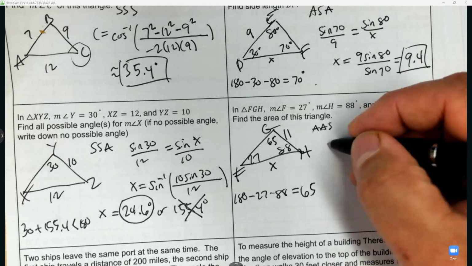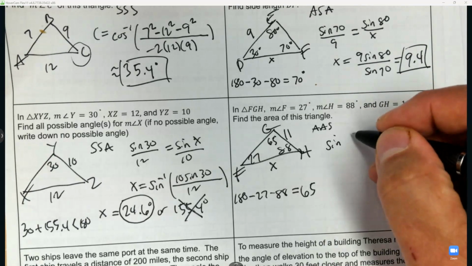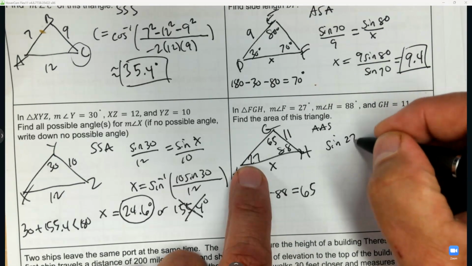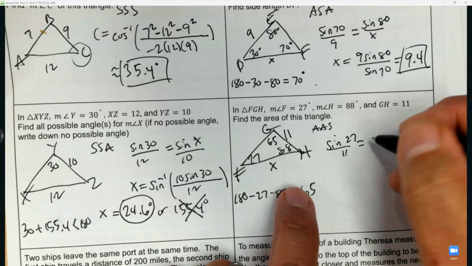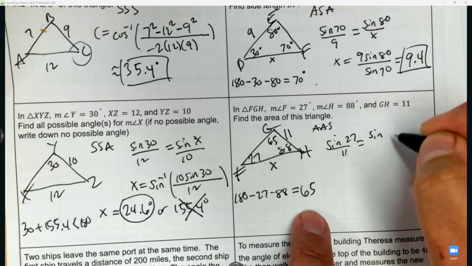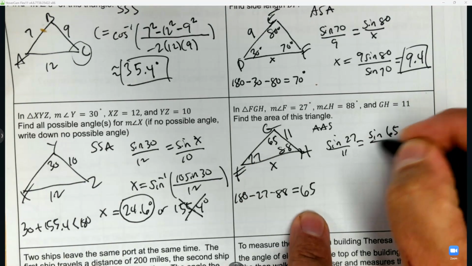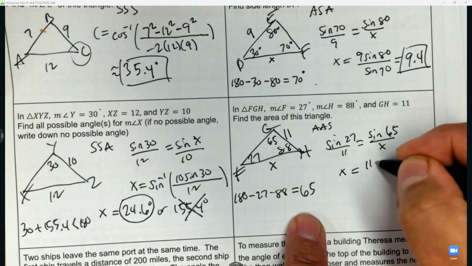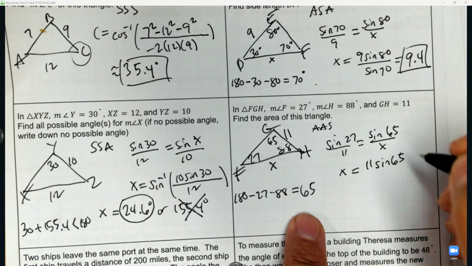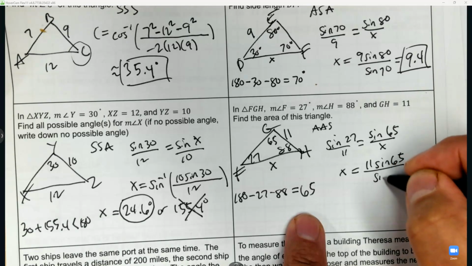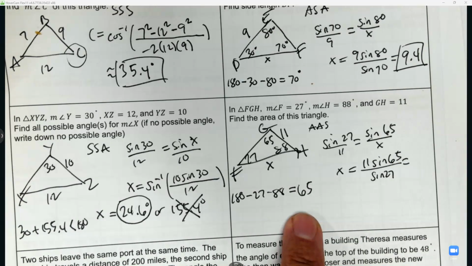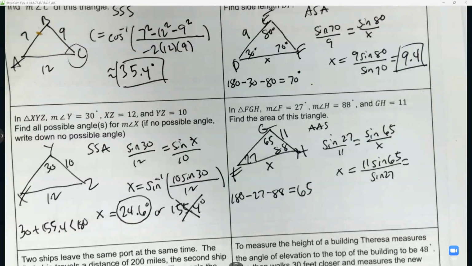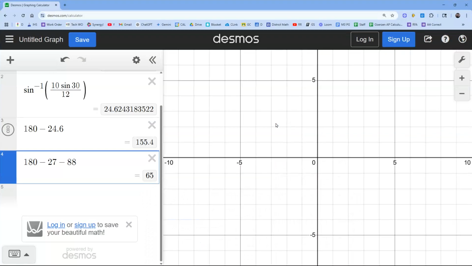All right, so we have sine 27 over 11. We have sine 65 over x. And now we're going to solve for x. This is not finding the area yet. So we're going to go 11 times sine 65 divided by sine 27. But we need that number. So let's use Desmos again and see what that answer is.